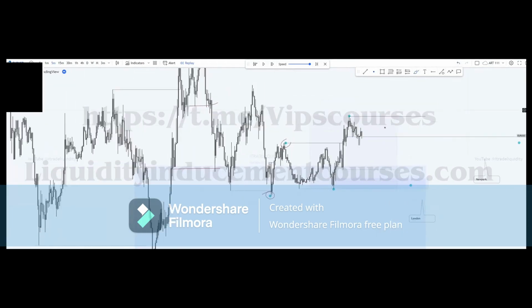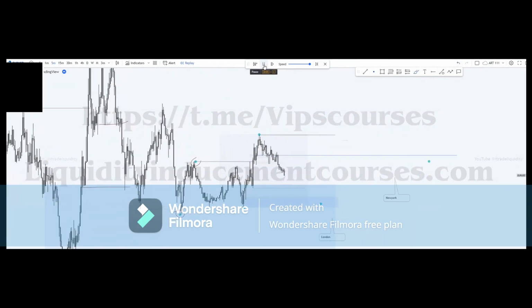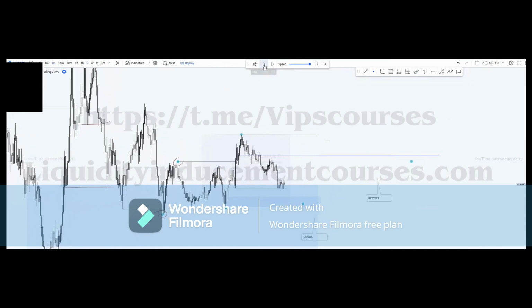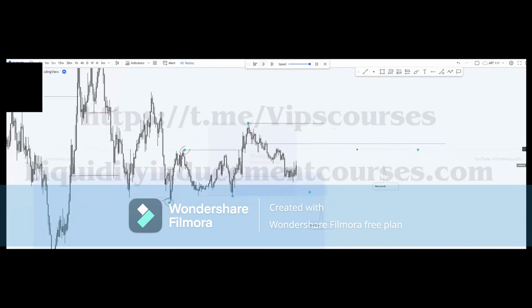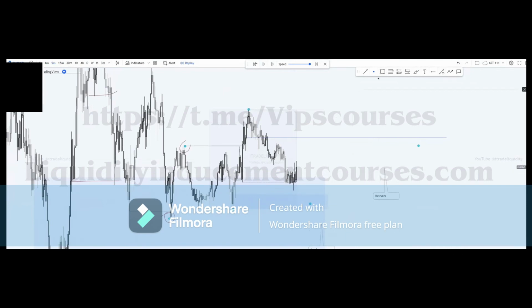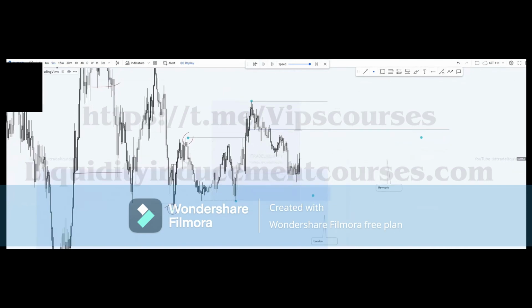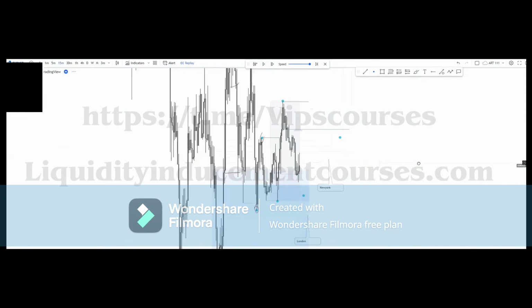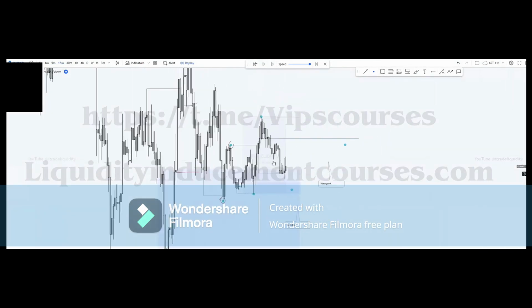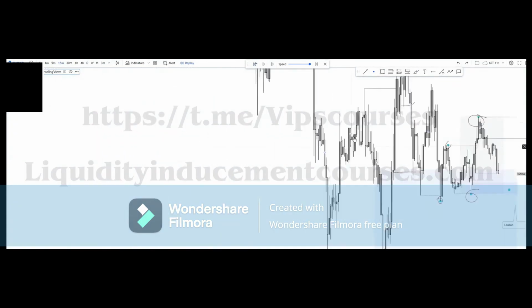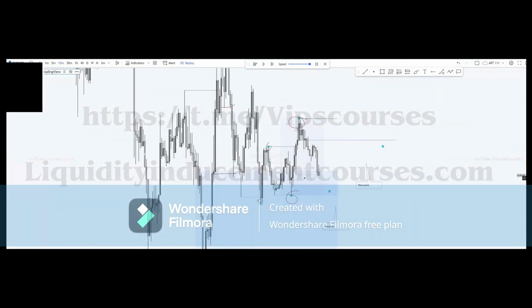So Asia is forming. All right. And then London is about to open. So now let's go back to the 15 minute, see what we got going on here. All right. So now we have a new range from here to here. We see the liquidity being formed right here. Now we got to find our higher time frame POI. So let me just put this back. All right. So now we got to find our higher time frame POI.